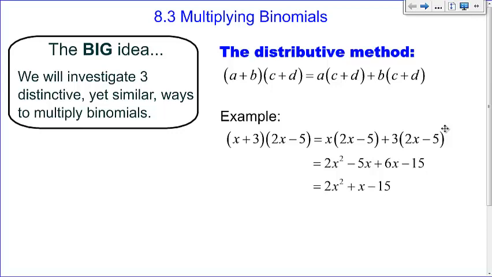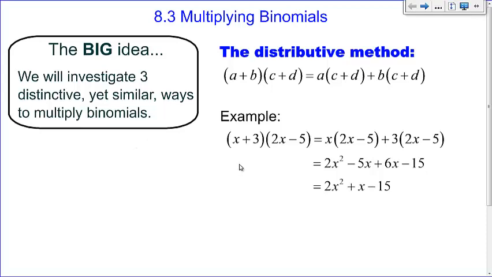Algebra 1 students, welcome to your 8.3 lesson video. We're going to talk about multiplying binomials. Today the big idea that we're going to investigate is three distinctive yet similar ways to multiply binomials.